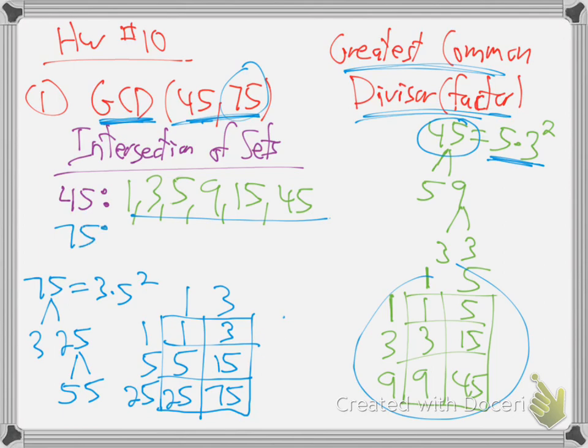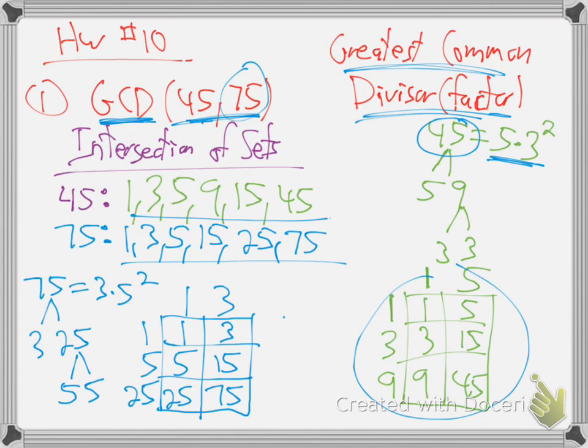So for 75, I'm going to list them from smallest to biggest: 1, 3, 5, 15, 25, 75. There's all the numbers that go evenly into 75. So those are the factors, right? The divisors. We got all the things that go into 45, all the things that go into 75.